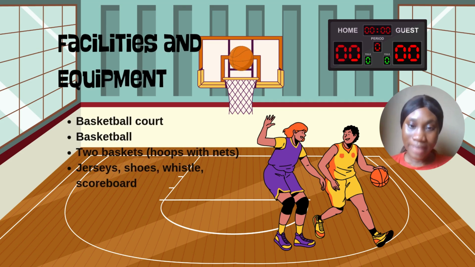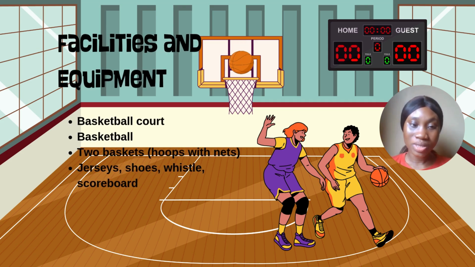So let's talk about the facilities and equipment used in basketball. What are the things you need to be able to play a basketball game? Number one, you need to have a basketball court. What is the basketball court? A basketball court is where the game called basketball is played. So you play your basketball on a basketball court. Number two, you need to have the basketball.